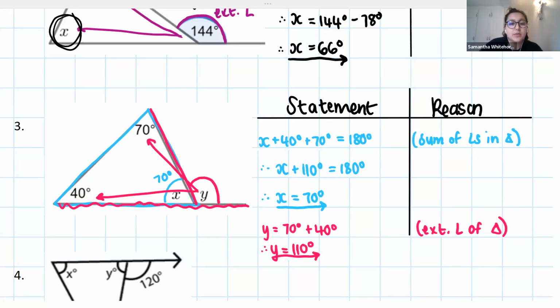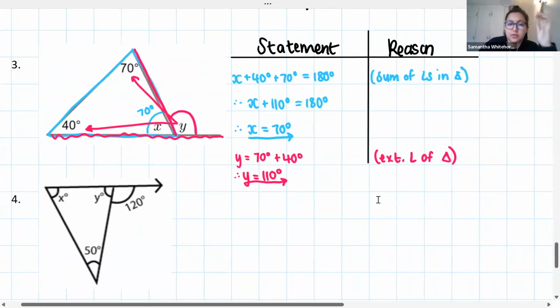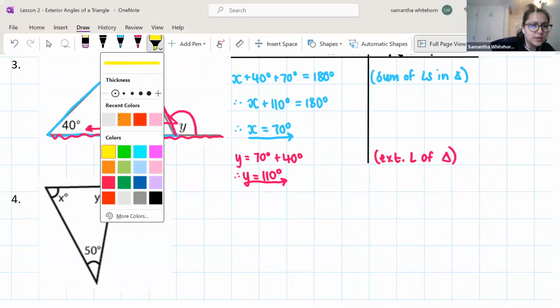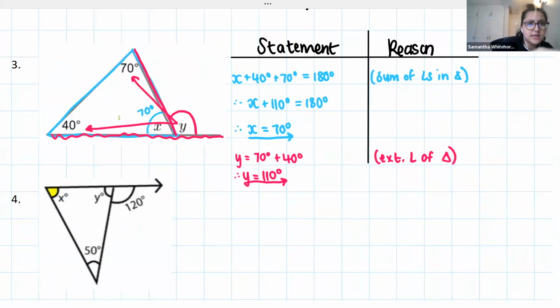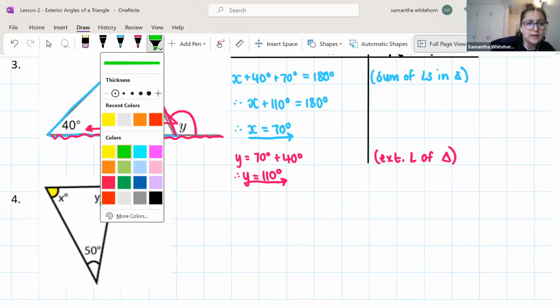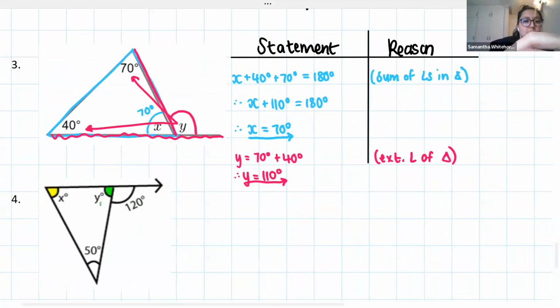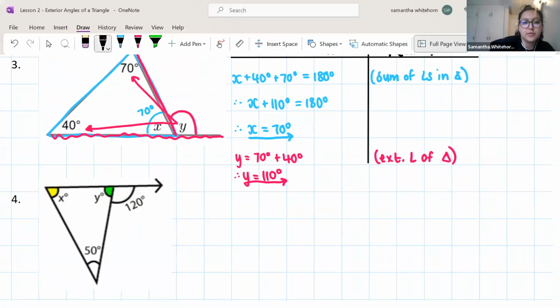Okay. So what I'm going to do, guys, I'm going to leave question 3 up there for you. I want you to now try question 4 for me. So just in case it's not super clear, question 4, I want the size of this angle X in yellow, and I want the size of this angle Y in green here. So X and Y, that's what I would like from you.